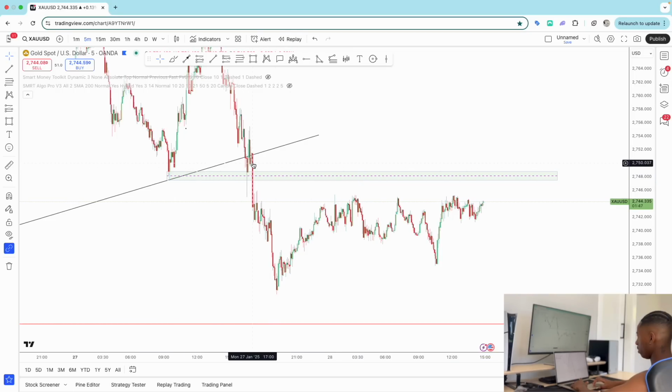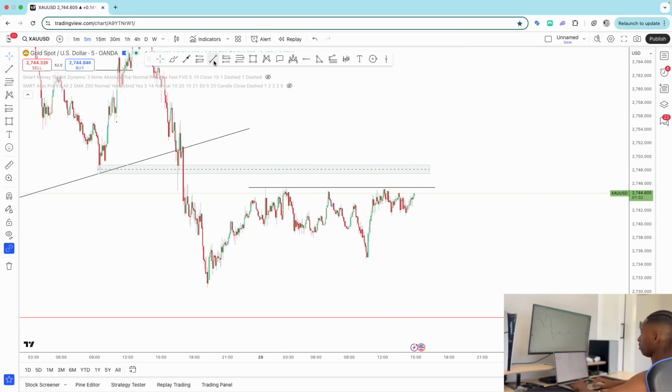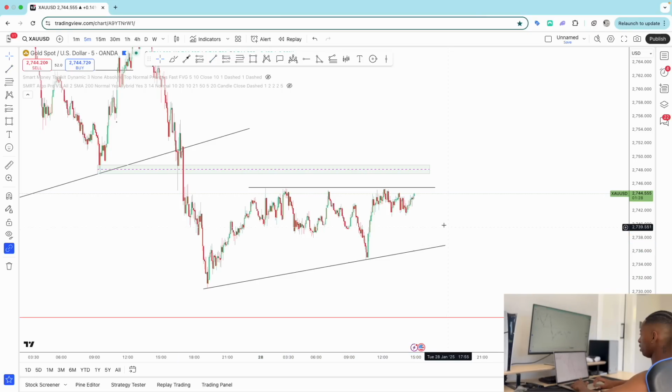The support broke out. So obviously we're looking for it to become some sort of resistance. And we can see right here is where price failed to break so many times. And here's our pattern right here.